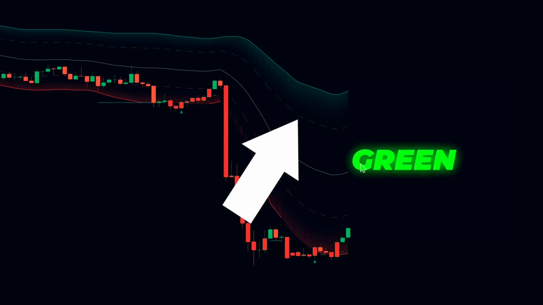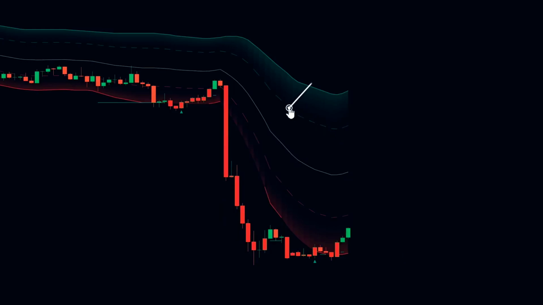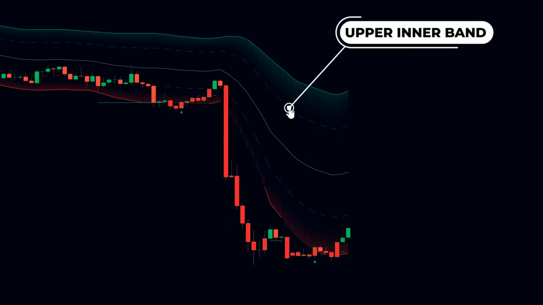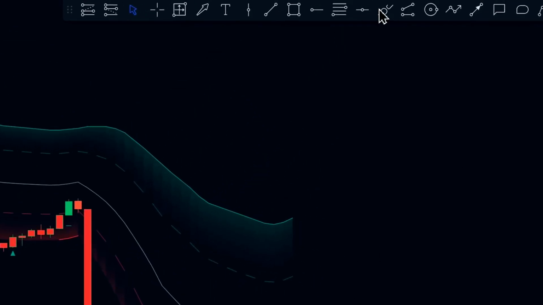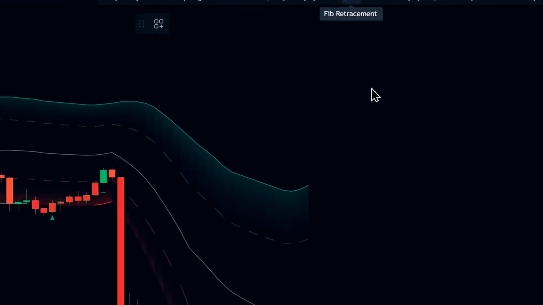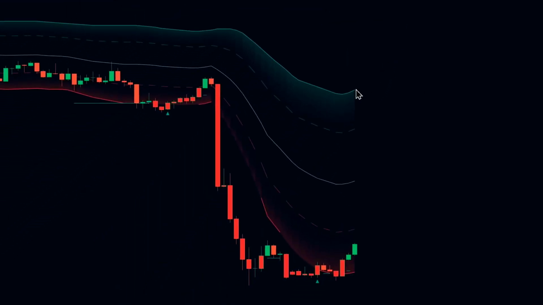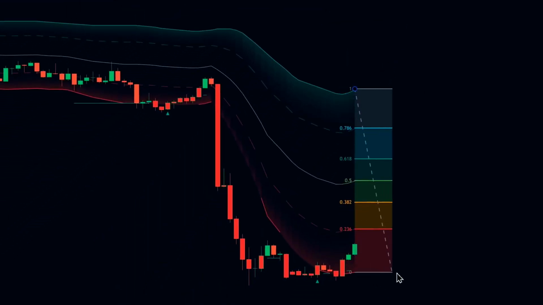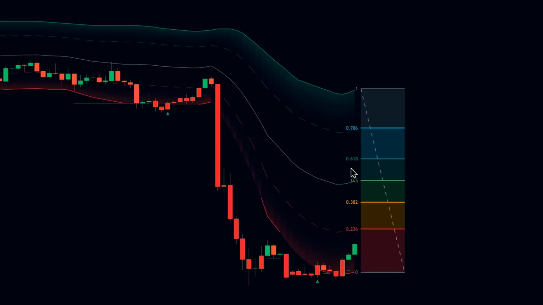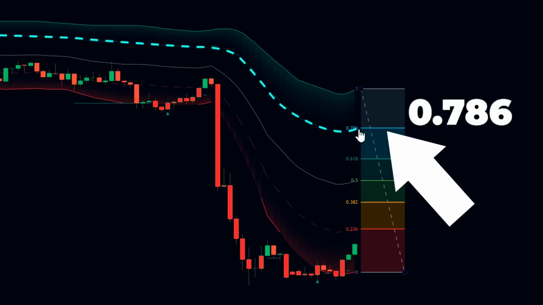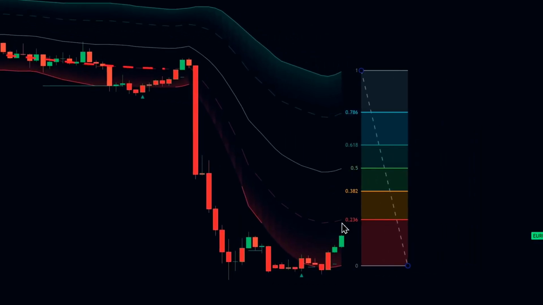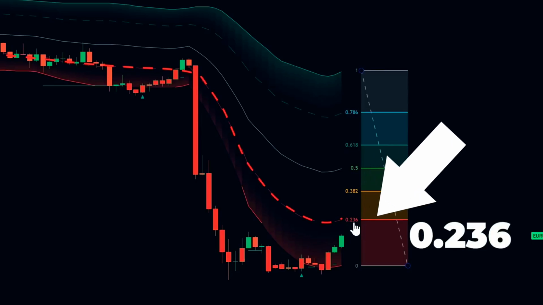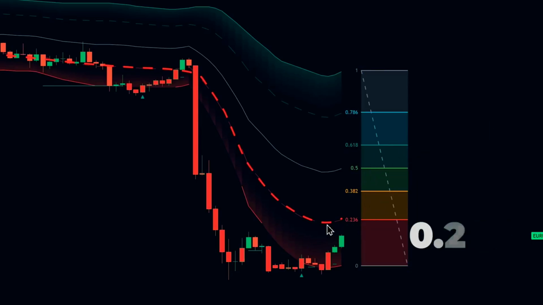Now, what about this green dotted line at the top? This is called the upper inner band. It's based on the Fibonacci number 0.78, which you can find using the Fibonacci tool. Here's how it works. If you take the Fibonacci retracement tool and click on the upper extreme band, then drag it down to the lower extreme band, you'll see that the upper inner band aligns exactly with the 0.78 Fibonacci retracement level. On the flip side, the lower inner band is set at the 0.23 Fibonacci retracement level.